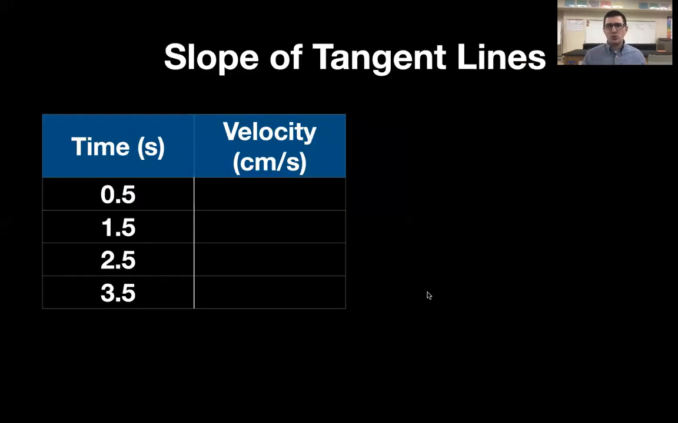But we might be interested in not just looking at how the slopes are changing qualitatively, but actually ascribing some numbers to that process so that we can see numerically how the velocity is changing over time. So I've chosen just some times: a half a second, 1.5, 2.5, 3.5 seconds. And what I'd like to do is know what the velocity is at those times.